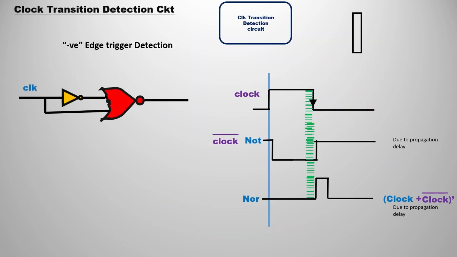The next thing we are going to see is the negative edge triggering detection circuit. This is a small circuit called the negative edge triggering circuit. It can detect the negative edges. In the same fashion, the clock will be inverted with the help of the NOT gate, and we are going to pass the same clock again into the NOR gate.